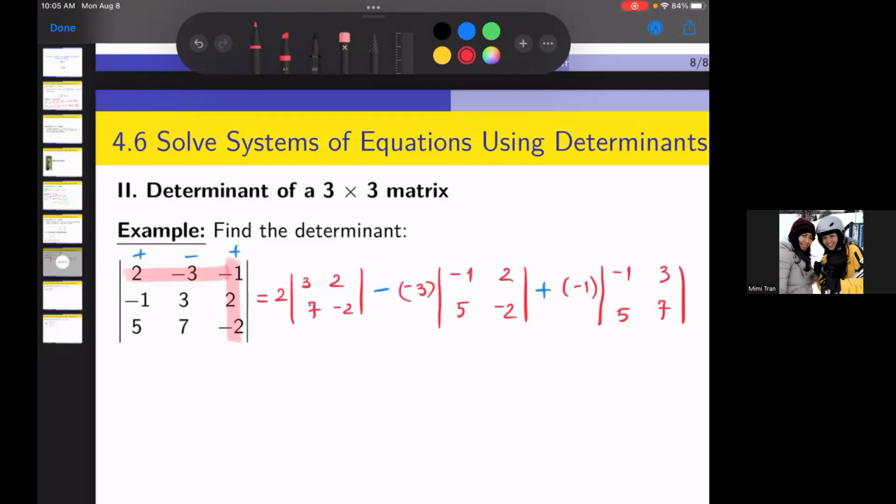So I taught you how to do the minor. I taught you how to do the sign pattern. You put them together, you find the determinant. Okay, so we know how to do the 2x2 determinant, don't we? Can someone tell me what this equals? You guys know how to do that. Just crisscross subtracting.